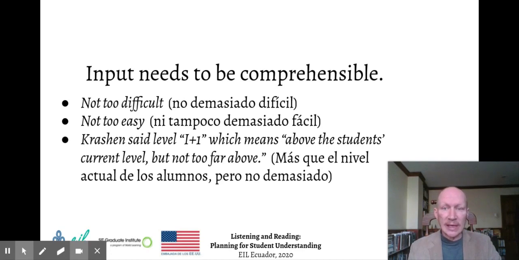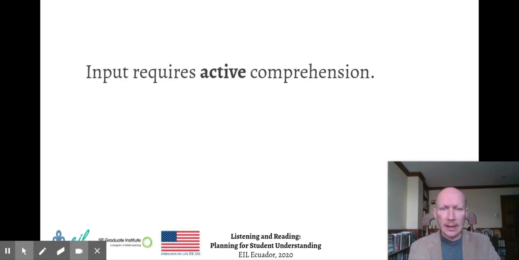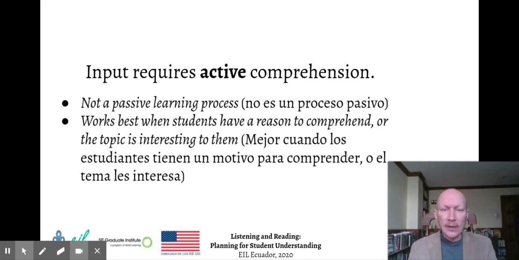So this idea that input needs to be comprehensible, not too difficult but not too easy, is one we want to take from this. Another one is that input requires active comprehension. It's not a passive learning process, and it works very best when students have a reason to comprehend or the topic is interesting to them. Another way to put that is that if the students are paying attention because they want to pay attention, that's when input can be most useful.